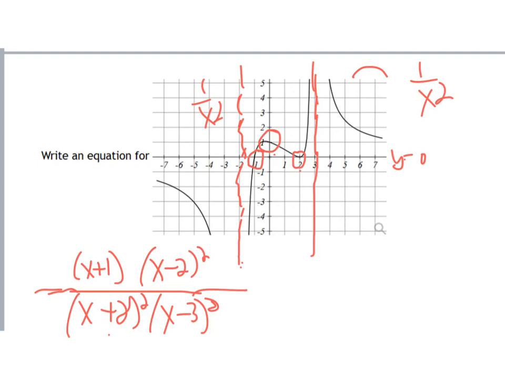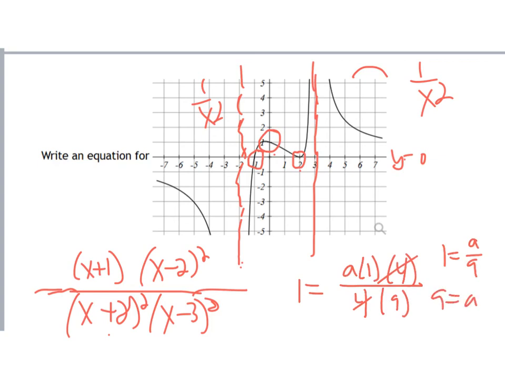So let's see. 1 equals, I'm substituting in x equals 0, a times 1 times 4 because it's -2 squared, over 4 times 9. Well, those 4s are going to cancel out. So I get 1 equals a over 9. So I'm going to multiply both sides by 9. So a should equal 9. Okay, and that'll do it.